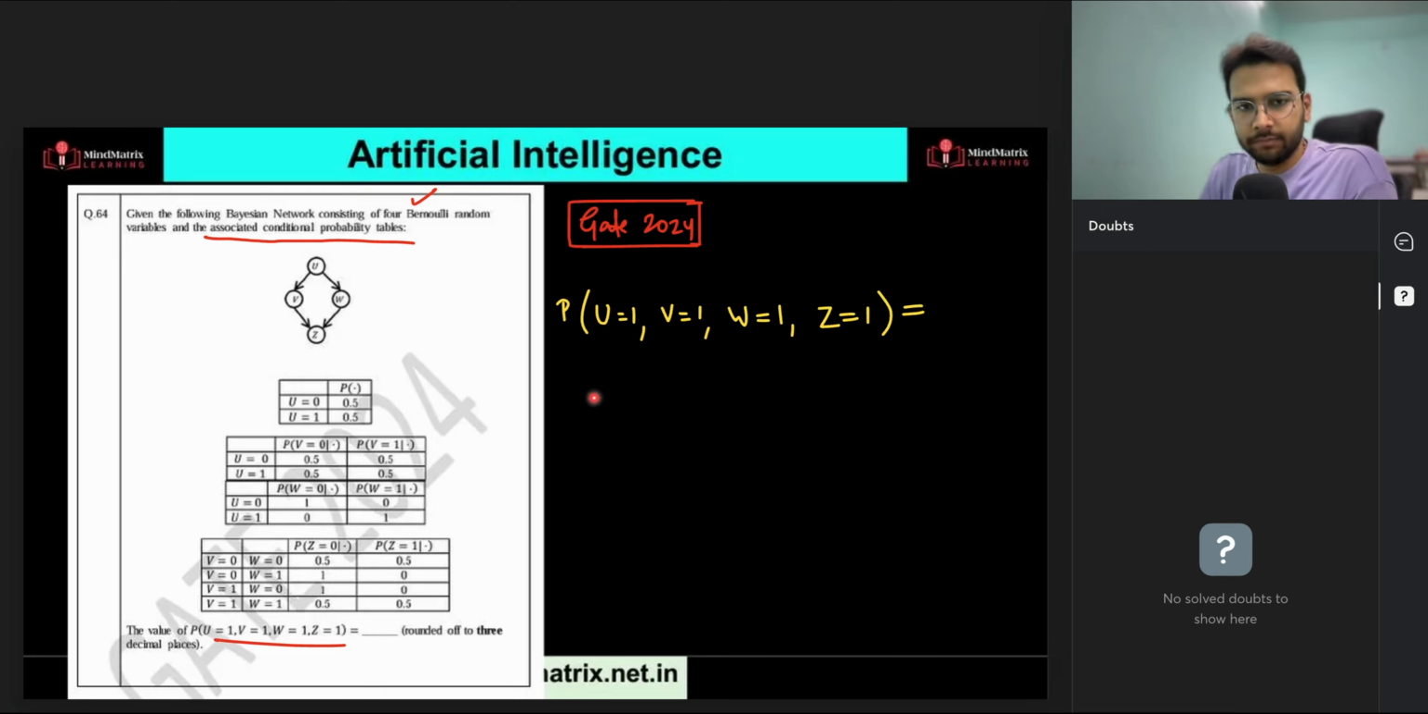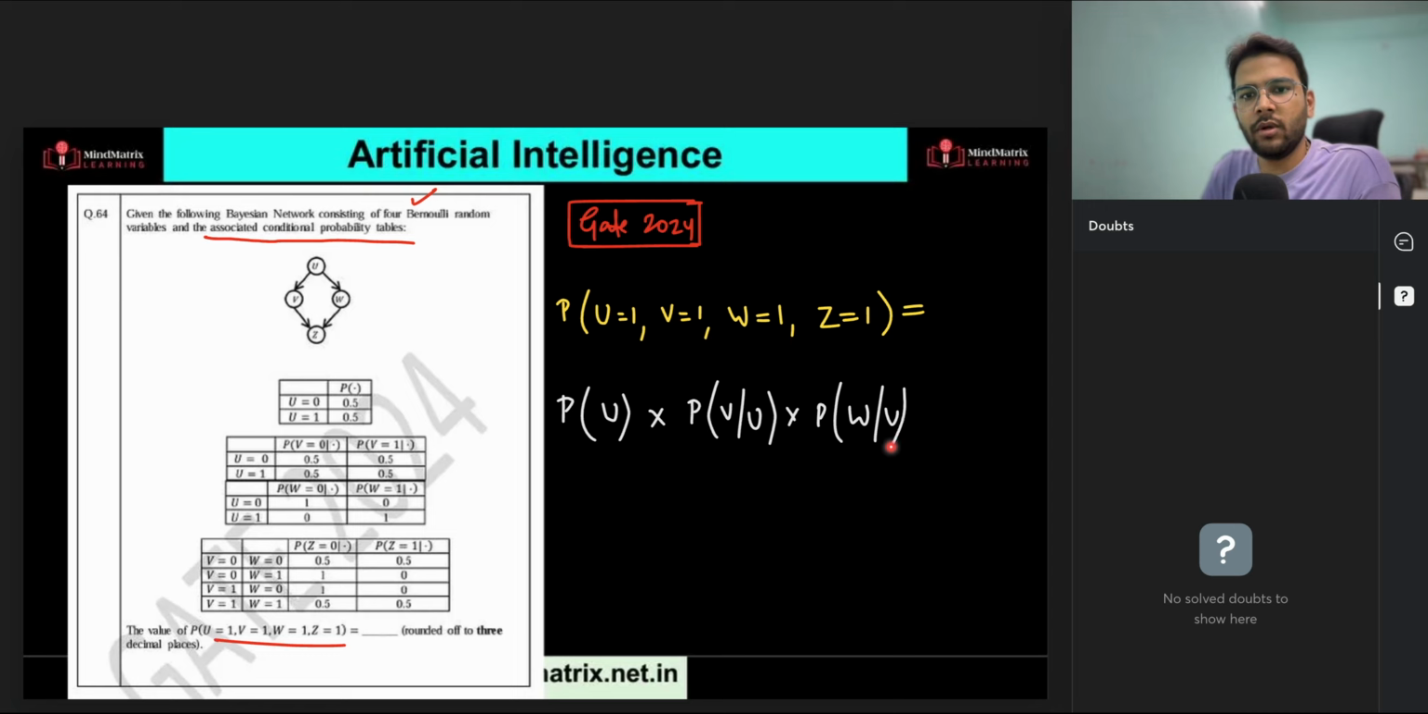Now you can simply write: probability of U is not dependent on anything. So probability of U, multiplied by, what about V? Probability of V given U, multiplied by probability of W given U, multiplied by probability of Z, which is conditionally dependent on both V and W. So V and W, right? So basically this should be 1.